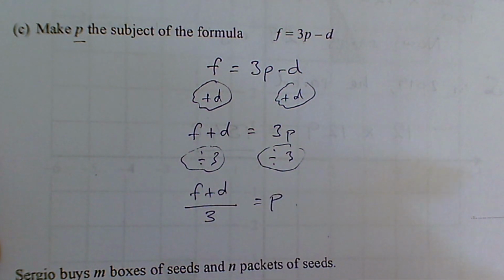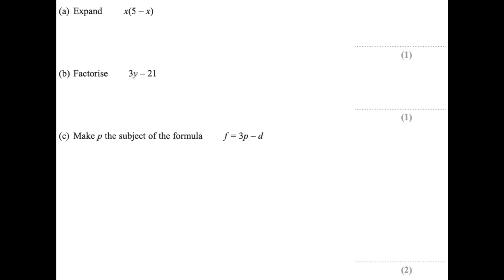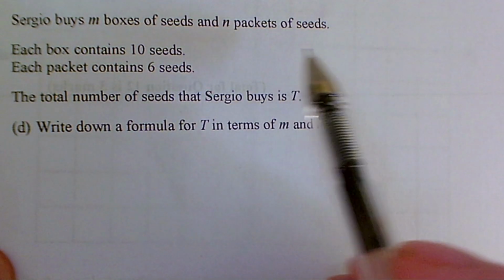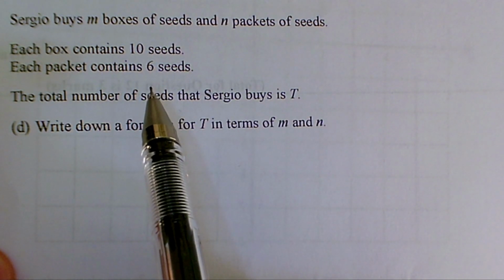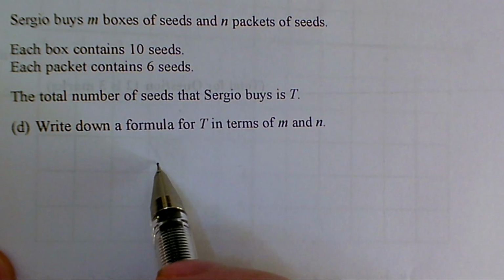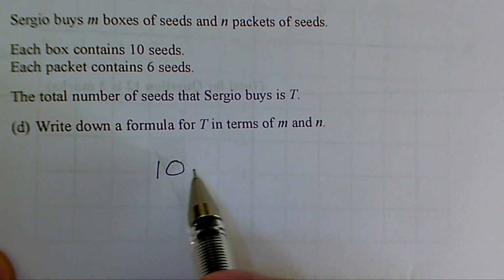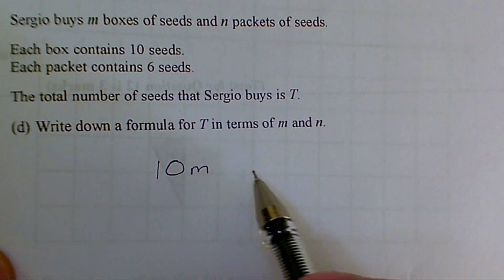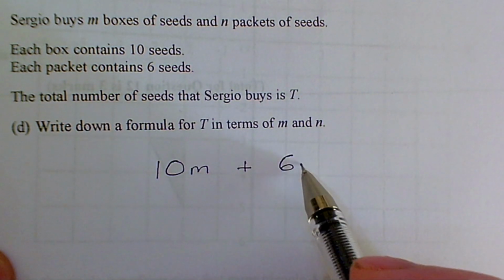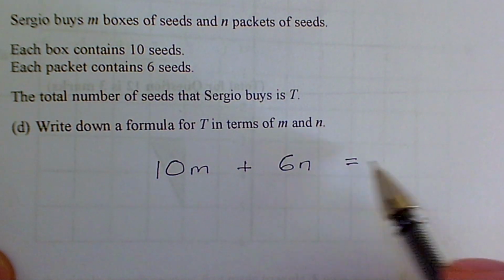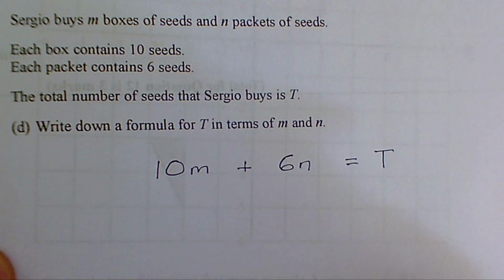Good. Alright. Now this last part that we're coming up to, I thought was pretty tricky. So Sergio buys m boxes of seeds and n packets of seeds. Each box contains 10, each packet contains 6. Give me a formula for the total. So we're not looking for an answer, we're not looking for an equals and some number, okay? We're simply saying that there are 10 seeds in each m box. So if I have one box, I'm going to have 10 seeds. That's why I'm going to write 10m plus 6n equals t. That's what I think the answer is.